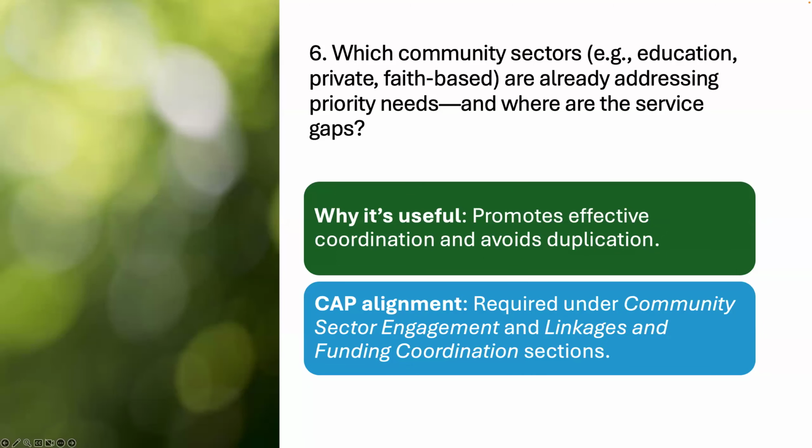Question 6, which community sectors like education, private, and faith-based, are already addressing priority needs, and where are the service gaps? This is really helpful as we clearly don't want to duplicate services. We also want to be able to map them out, right? So besides avoiding duplication, we're really trying to see what's available. So when we have an opportunity to link up with other services, that we can do that. That is a win-win most of the time.